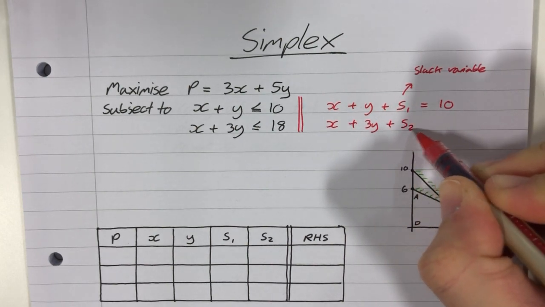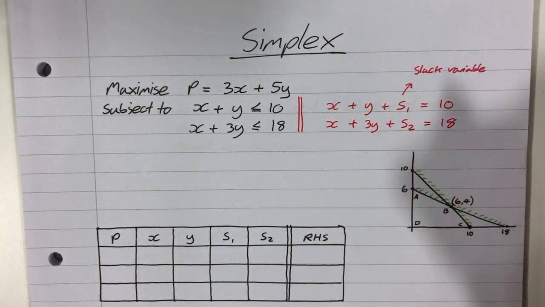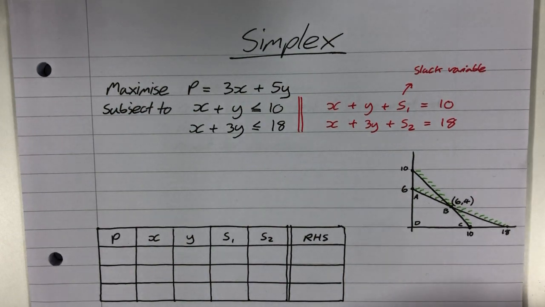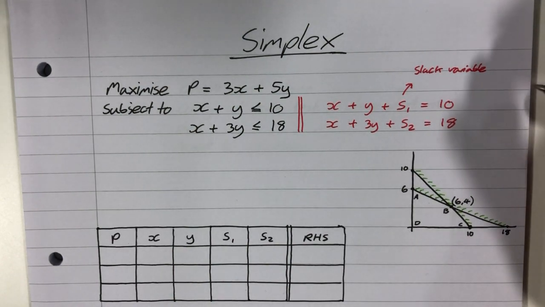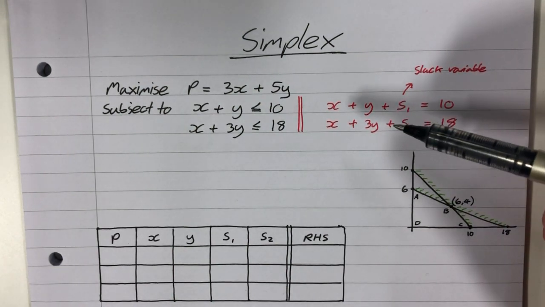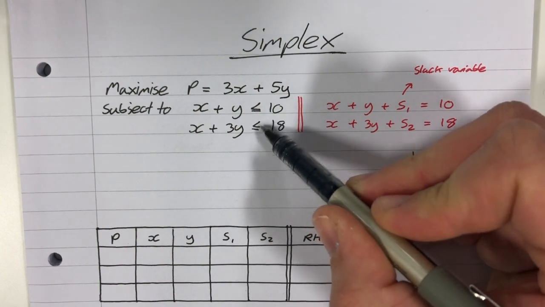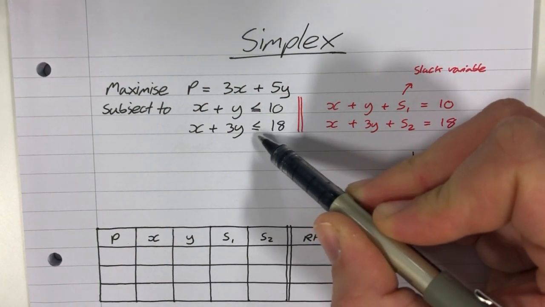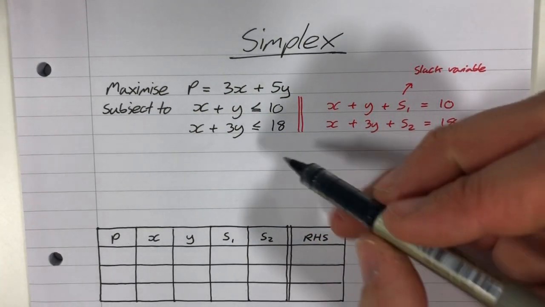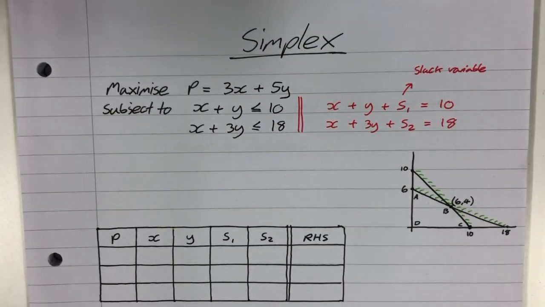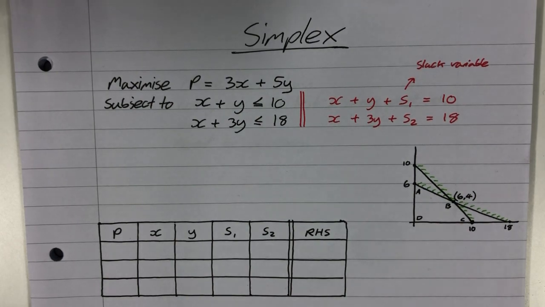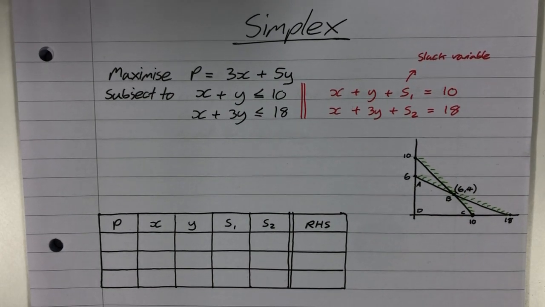Do the same thing for the second inequality, and we end up with this situation. At this point, I will point out that simplex will only work in its current stage if the origin lies in the feasible region. So if this is a greater than or equal to constraint, we cannot use simplex in its current form because the origin is not satisfied by that inequality. We'll move on to two-stage simplex a bit later on, so I'll do another video on that.